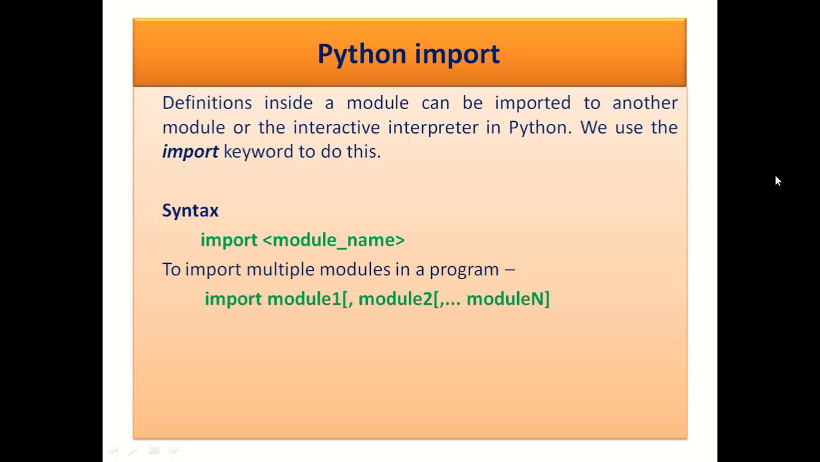So what we do is we create modules, and inside the modules, as you have seen, it includes class definitions, function definitions, constants, and so on. So there are many attributes which are included. Whenever we need to make use of the attributes within the module, we make use of the import statement. We use the import keyword to do this. The syntax of import is import name of the module. If you need to import multiple modules in a program, then you can write import module1, module2 separated by commas.